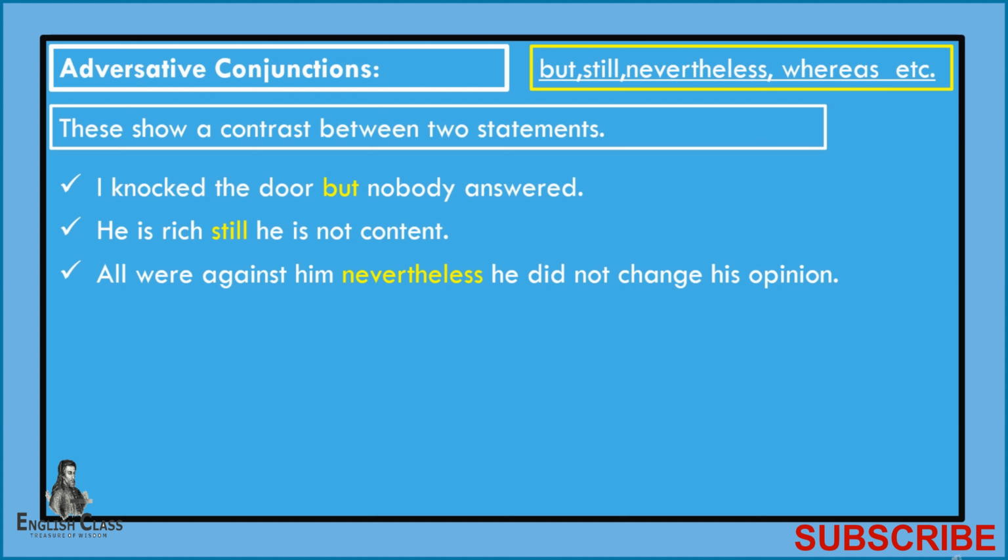Next one, all were against him, nevertheless he didn't change his opinion. Here all were against him and he didn't change his opinion. You can check it, both are adversative opinions or statements, which is shown by nevertheless. If we don't use but, still, nevertheless, then we cannot give the same meaning. So we will have to use these, then we can convey our meaning. Next one, he is rich whereas his father was poor. So you can check it now, whereas his father was poor, both are adversative.